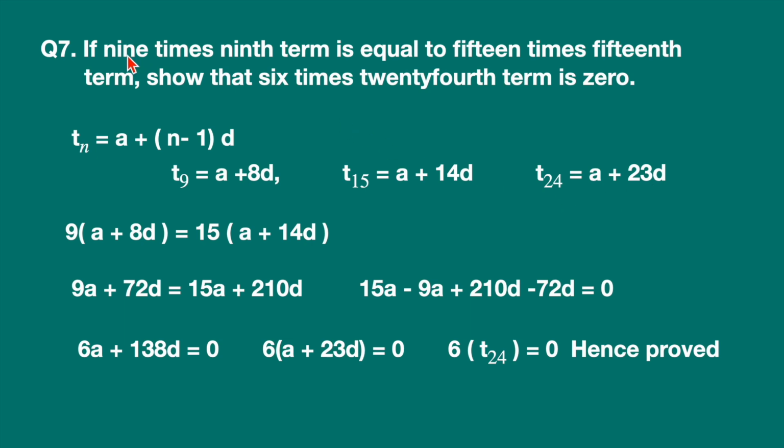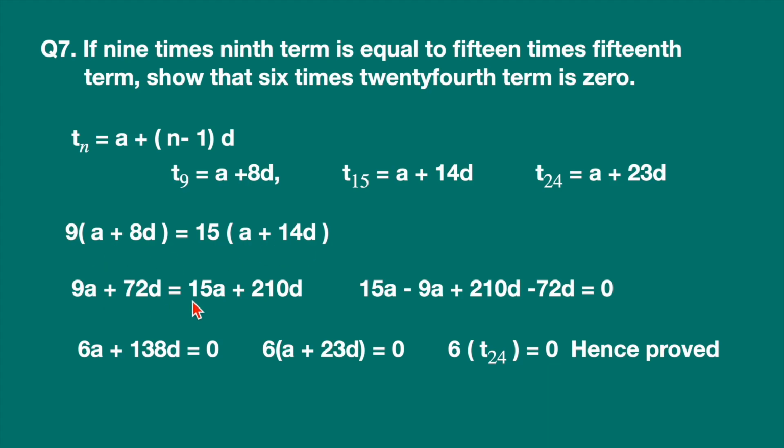Now what condition have they given? 9 times the 9th term. What is 9 times the 9th term? 9 into T9 in this case. So we found out T9 as a plus 8d. So 9 times the 9th term is equal to 15 times the 15th term. So 15 into the 15th term, which is a plus 14d. So here it is, we have written it down: 9 times the 9th term is equal to 15 times the 15th term.